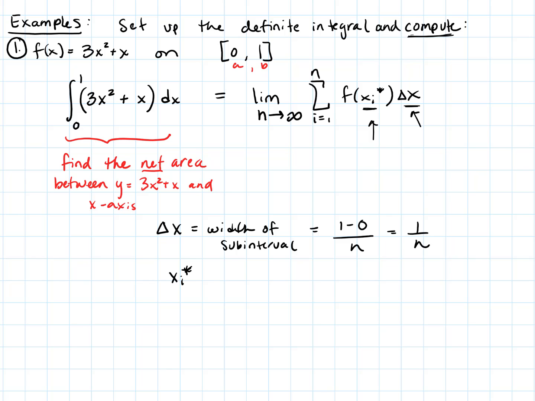X sub i star is the tag. Now, I didn't specify what we had to use for the tag. A lot of times the specification is given. So let's go ahead and just say, I will add it to the instruction: f of x equals 3x squared plus x on 0 to 1. Let's use right endpoints. We could do the same calculation with midpoints or left-hand endpoints, but let's go ahead and use right endpoints.